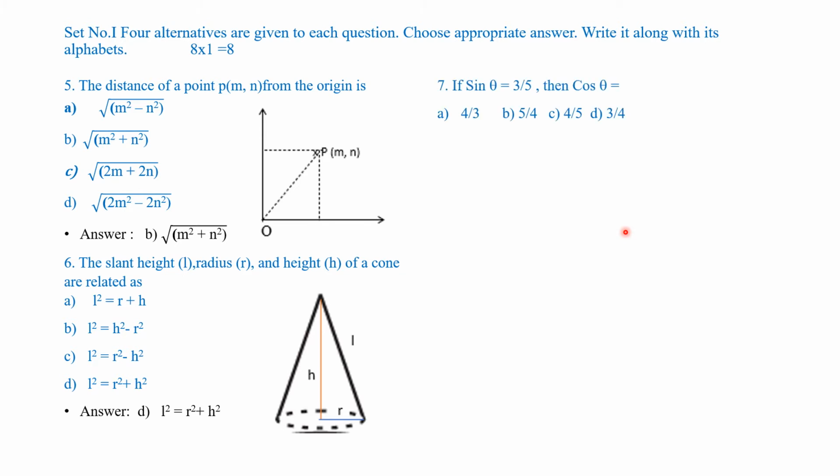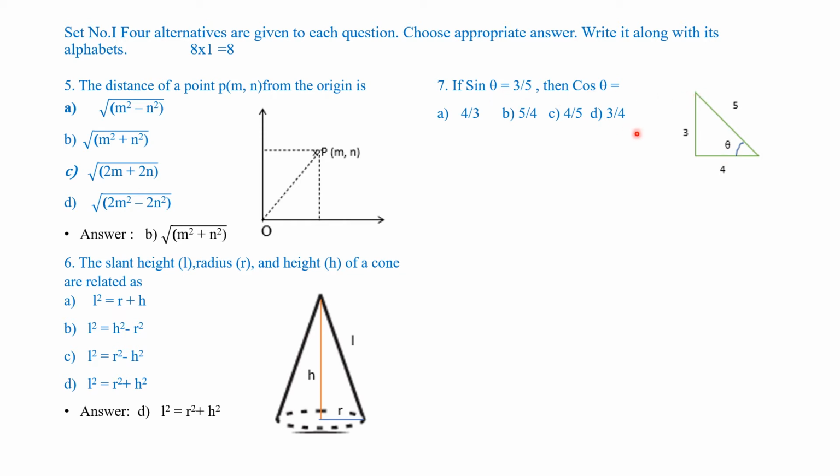Let us solve question number 7. If sin theta is equal to 3 by 5, then cos theta is equal to what? So he has given sin theta is equal to 3 by 5 and is asking for cos theta. Four options have been given: 4 by 3, 5 by 4, 4 by 5 and 3 by 4. Let us solve it. We know the relationship in a right angle triangle. Its sides are 3, 4, 5. 5 is the hypotenuse, 4 is the horizontal line or base, and 3 is the vertical.